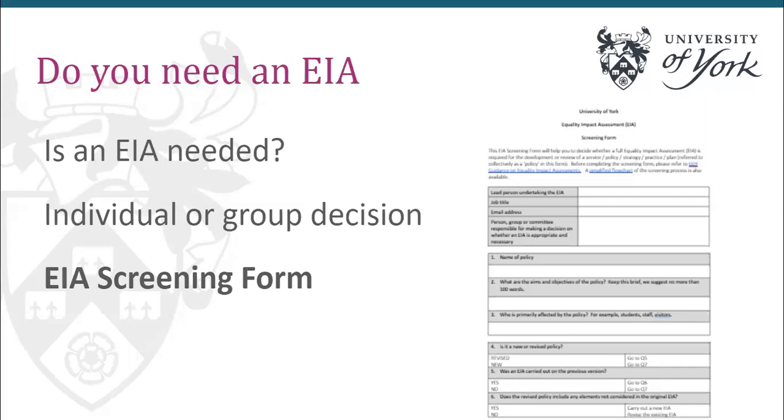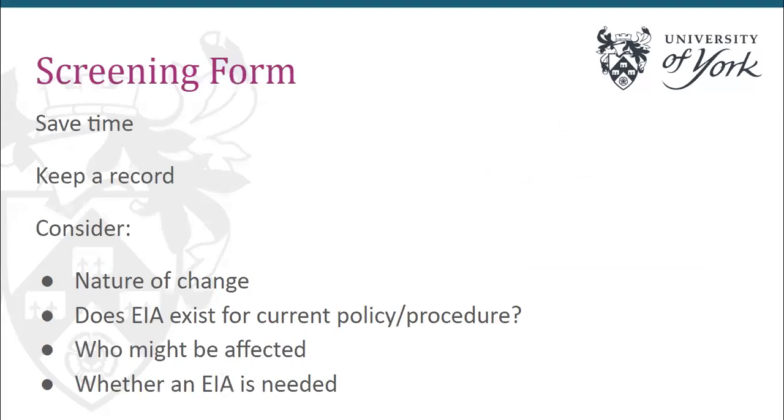You may decide to use the EIA screening form to help you decide whether an EIA is needed. This will help save time and help make a decision on whether an EIA is needed without completing the EIA itself. Keep a record of your reasoning about whether to carry out an EIA. It's a simple form to help you consider what sort of policy or procedural change you are potentially proposing. If you are revising an existing policy or practice, does an EIA already exist for current procedures? Who might feasibly be affected by the proposed or possible changes, and whether an EIA is needed in this particular case?